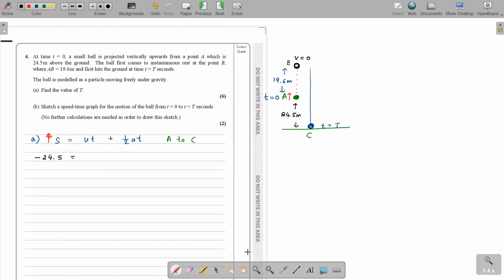Yeah, in this case, we have two unknowns. We do not know U and we do not know T. Okay, so why don't we know? Instead of using from A to C, let's try another approach. This approach doesn't work because we do not know U. Let's try another one.